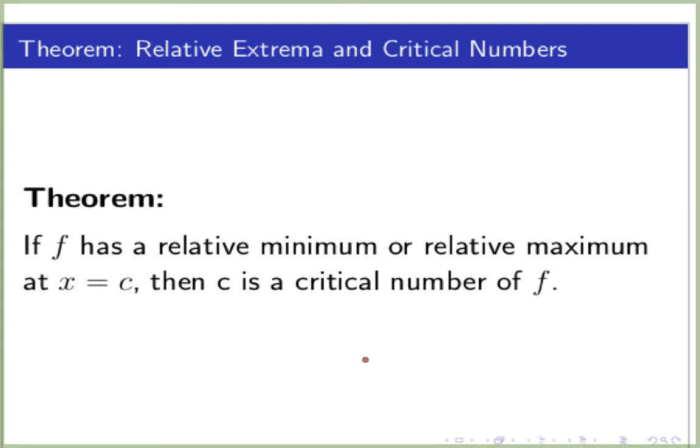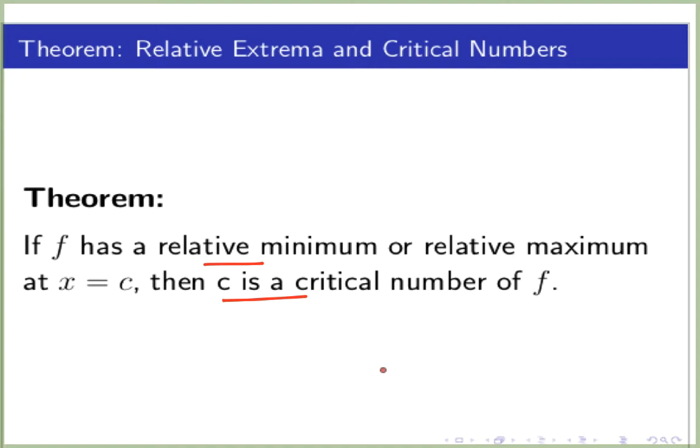The theorem says, if a function has a relative minima or maxima at a point, say x equals c, then c is a critical number of f. Remember, first your function has to have a relative minima or maxima, and at the point where it has one, it is a critical number. It's like a one-way street. It says, if this is happening, then this happens. But if you go backwards and say this is a critical number, I do not know whether we're going to have a relative maxima or minima.